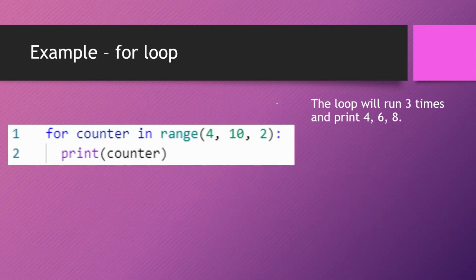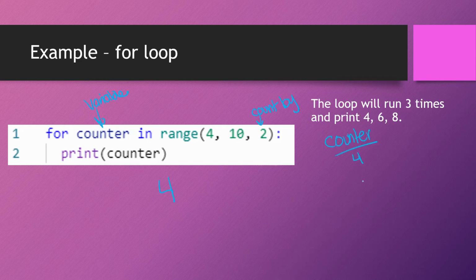So in this one, I have 4, 10, 2. Notice what's happening: I'm starting at 4, going up to 10, but not including 10, and I'm going to count by 2s. So I'm starting at 4. That's what's going to print, because it's printing counter, my variable right here. So I'm going to start counting at 4 and go up by 2. I probably should make a track here.